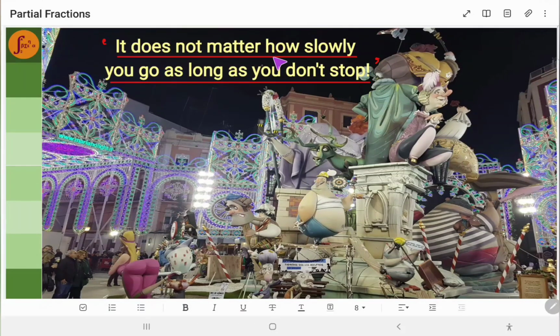It does not matter how slowly you go as long as you don't stop.